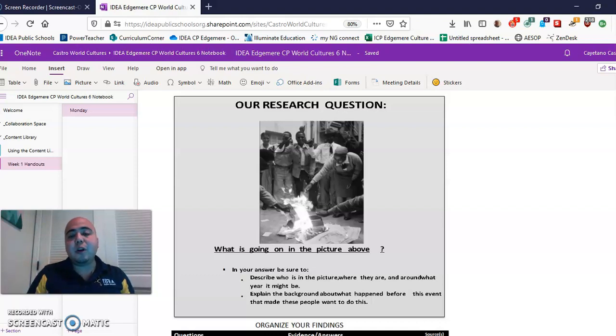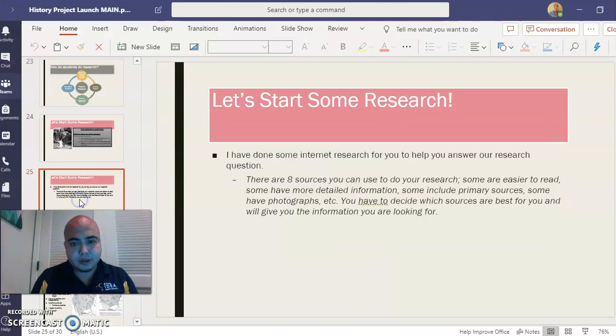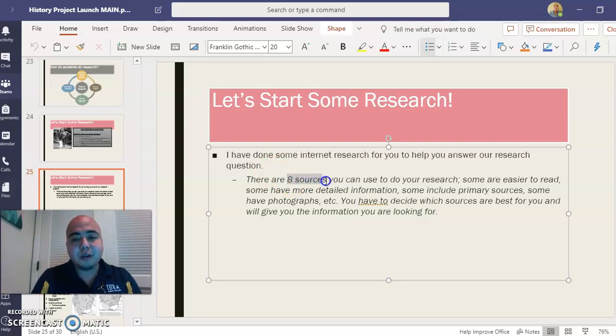And again, we do not analyze the picture, we just try to make some inferences on what's going on, without having any prior knowledge. But this time you're going to have sources. I provided some sources. I've done some research for you to help you answer your research question, and there are 8 sources that you can use to do your research.